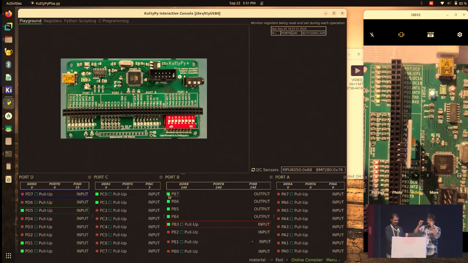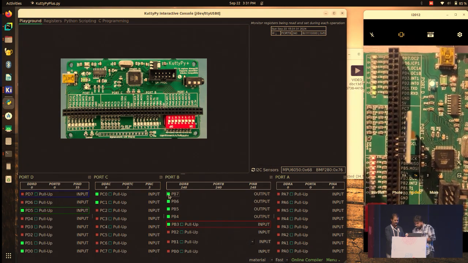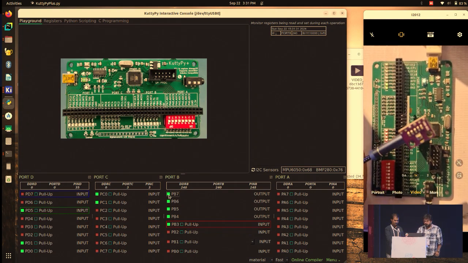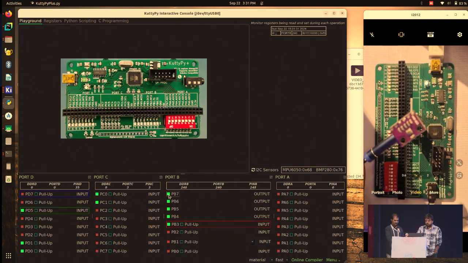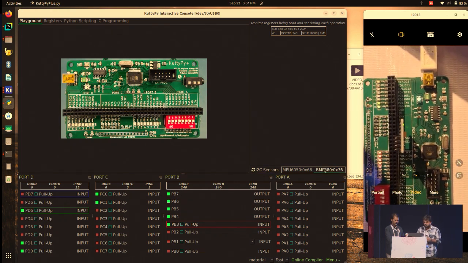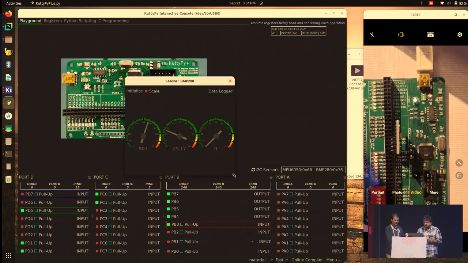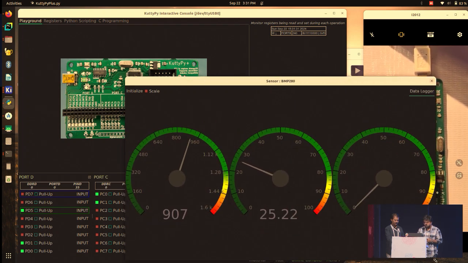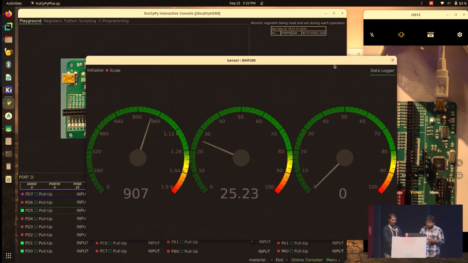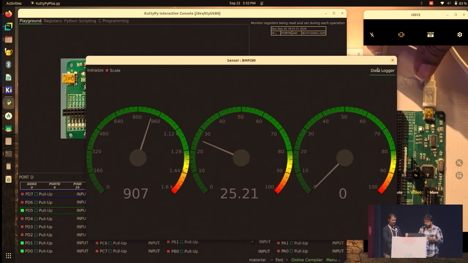Like, for example, this tiny little board here has a pressure and temperature sensor, the silver thing sitting on the PCB. And here, I can scan for connected sensors on this device. And this particular sensor measures pressure as well as temperature. So what you see right now is 907 millibars of pressure and 25.23 degrees of temperature.